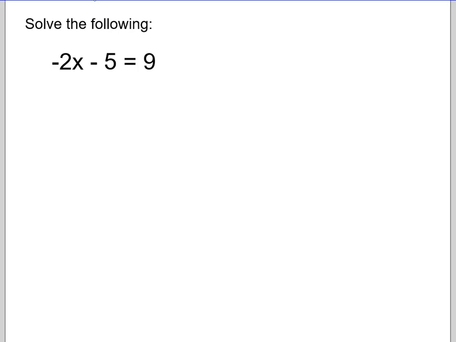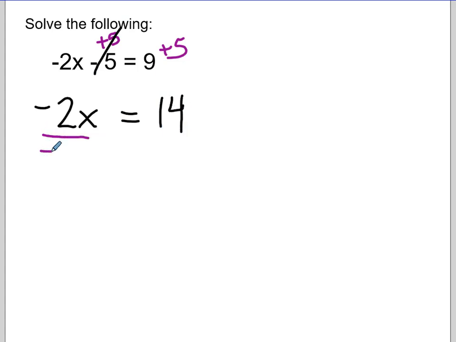I want to solve, so I'm going to use my SAMDEB. So I'm going to go after the subtracting of 5 first. So I'm going to add 5 to both sides first. So then my new expression becomes, these guys would cancel. 9 plus 5 is 14. I'm going to divide both sides by -2 because that's how I undo this multiplication of -2. So keep in mind that's a dividing situation there, not an adding of 2 situation.